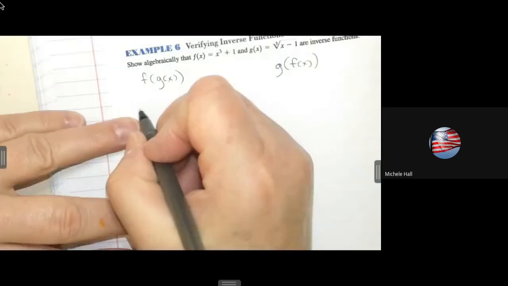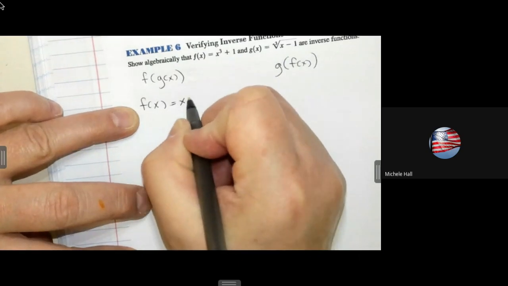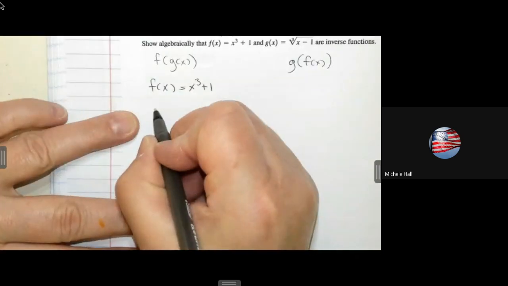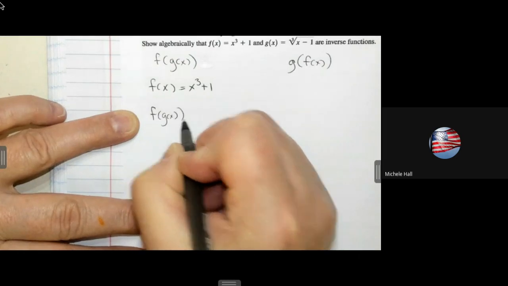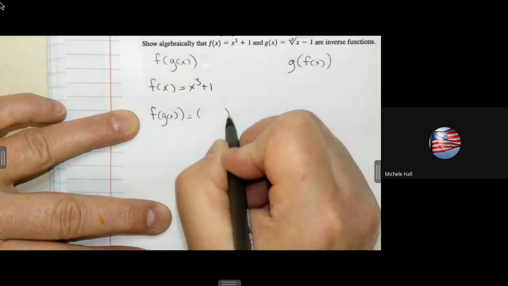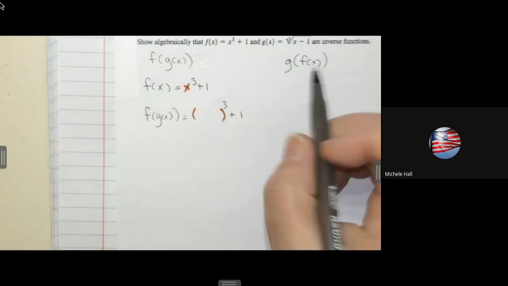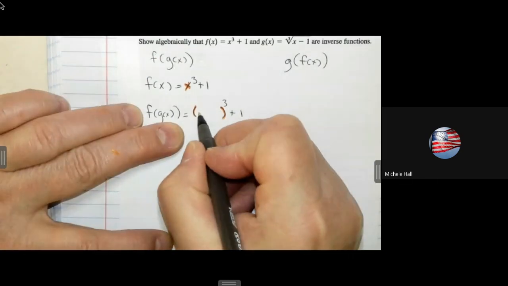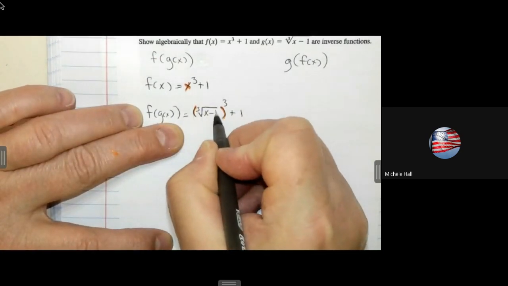Picture a certain way. So we're going to start with f of x so that we know we're starting with this function equals x cubed plus 1. Starting with f, and now we're going to substitute g into the f function. So I put a parenthesis wherever my x is. G of x is the cubed root of x minus 1. The cubed root of x minus 1.